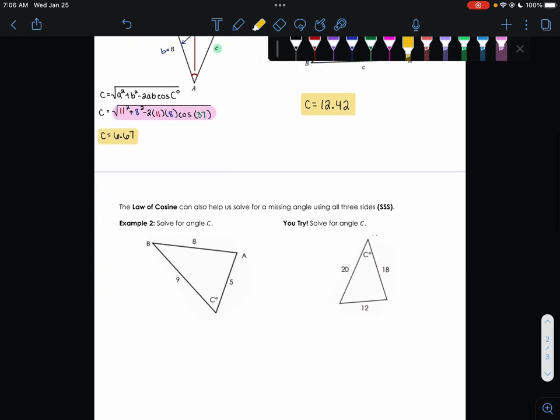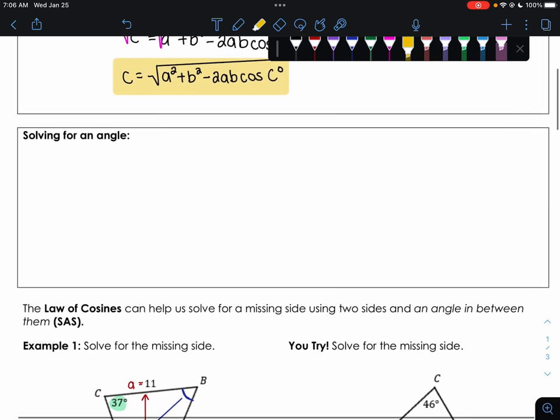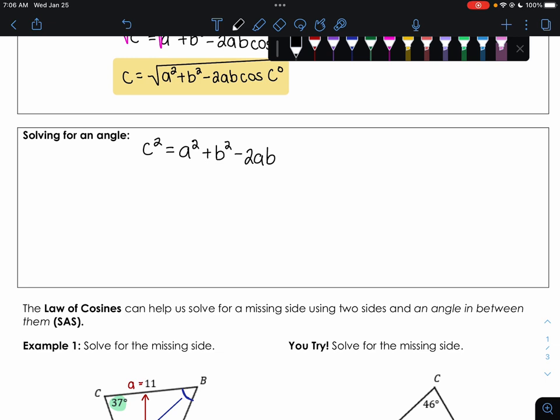Okay. Moving on to solving for an angle. So I'm going to go back up to the top real quick, and I'm going to show you what the equation looks like if we're solving for an angle. So I'm going to rewrite the law of cosines down before we solve for anything. So that's the c squared equals a squared plus b squared minus 2ab times cosine angle C. So the first thing we're going to do in one like this is we are going to actually start by subtracting a squared and b squared from both sides. We're trying to get that cosine C by itself.